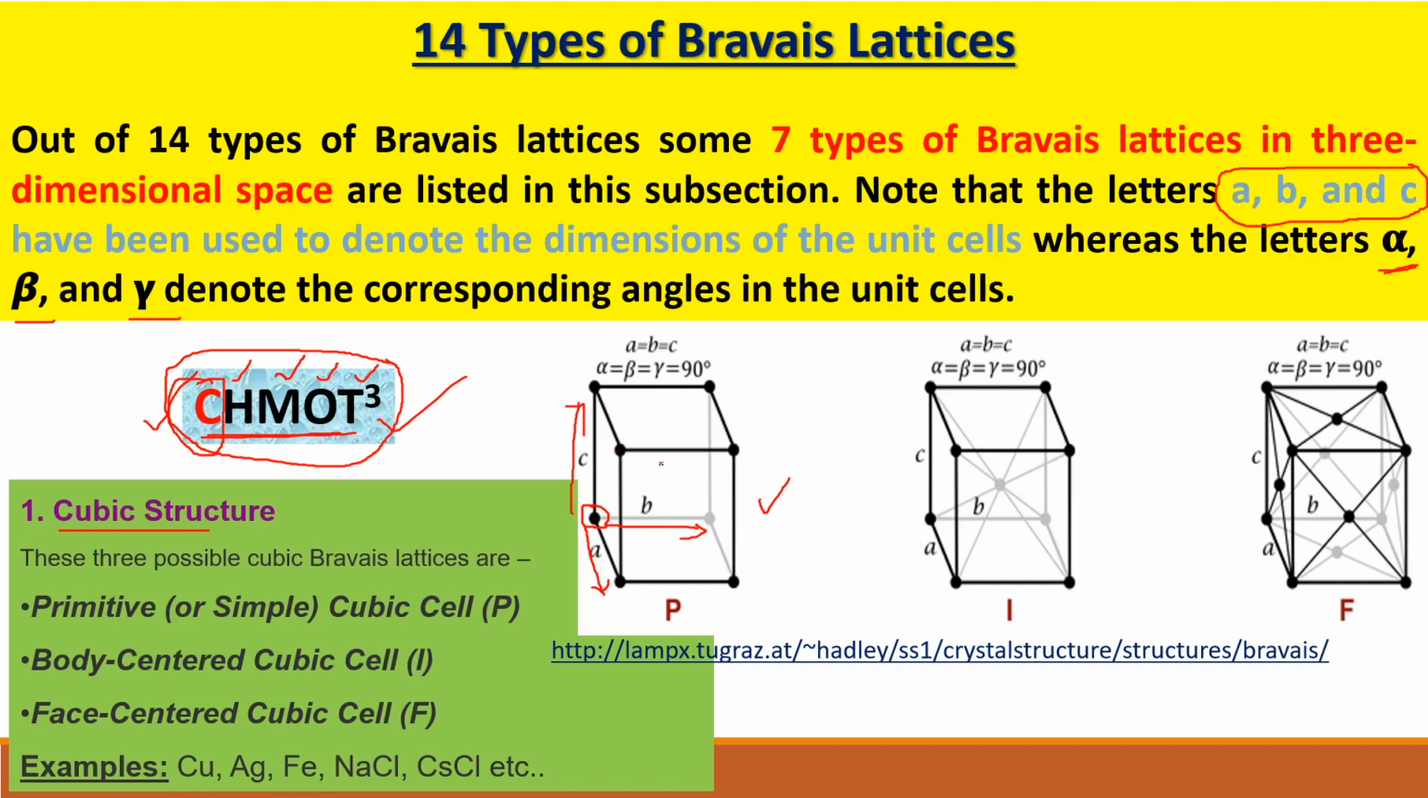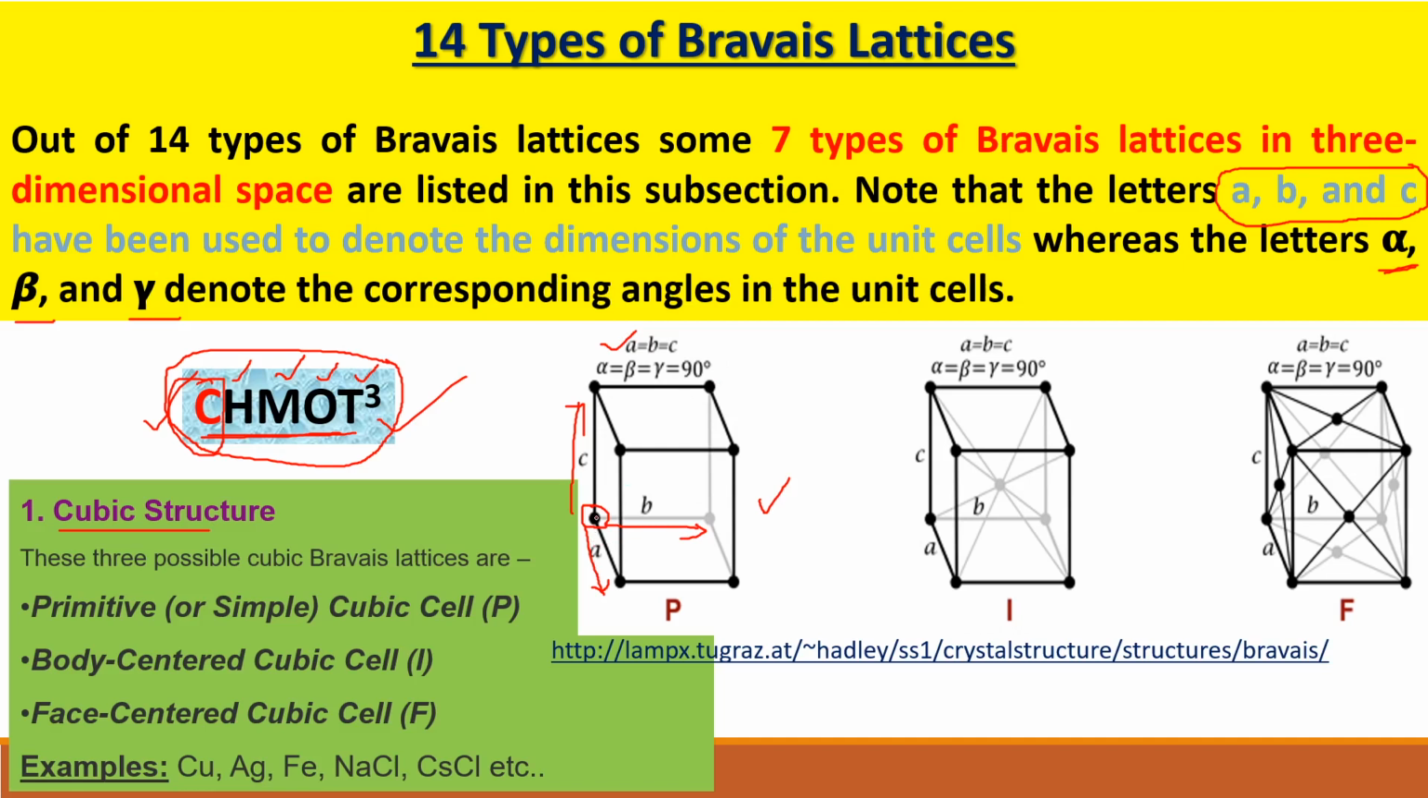Okay, so the dimensions of the unit cells are similar. I say that the three lengths of the unit cell are equal, that is A is equal to B is equal to C. And look here, the angle is also 90 degrees. So this type of structure shows a cubic crystal structure.